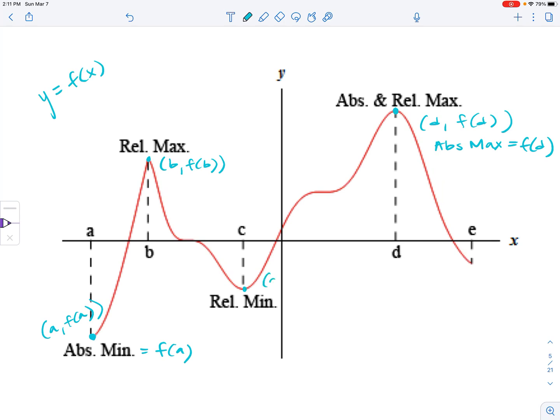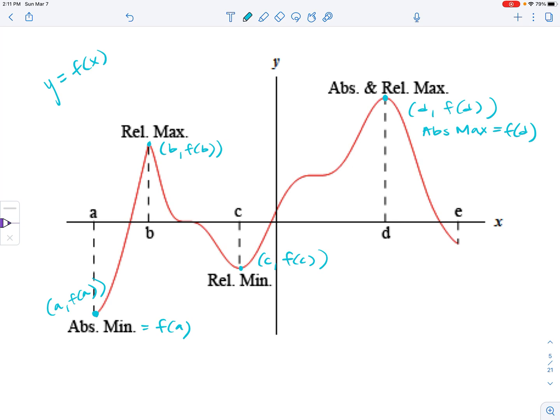And then there's a relative minimum when x is equal to c, so that's the point c comma f of c. So the relative minimum, where the graph changes from decreasing to increasing, would be f of c. Okay, and this graph is only defined from A to E. You can see there's no arrows indicating that the graph extends. So its domain would be from whatever A is to E.